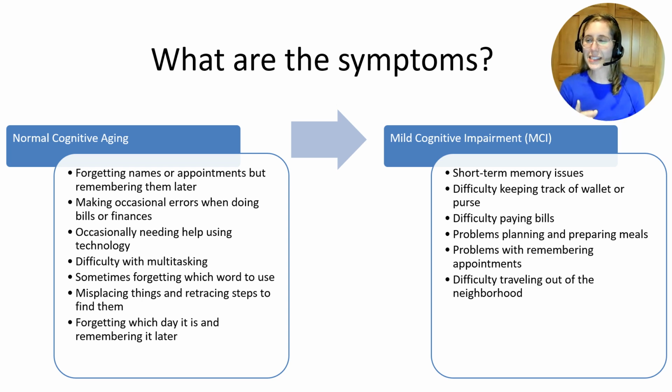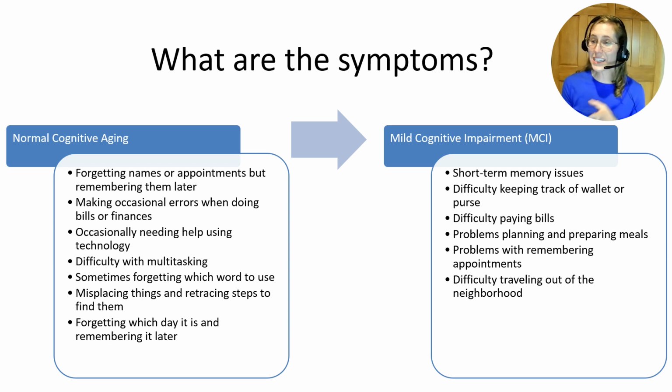So you can already see that there's a difference here from some of the warning signs that I just mentioned, with the ability to remember later things that you've forgotten, or the ability to retrace your steps when you've misplaced things, which are really common with aging.